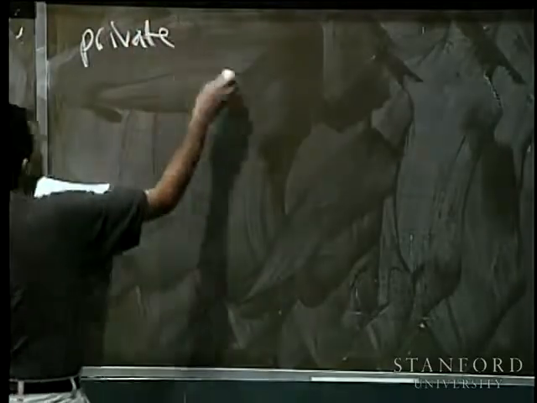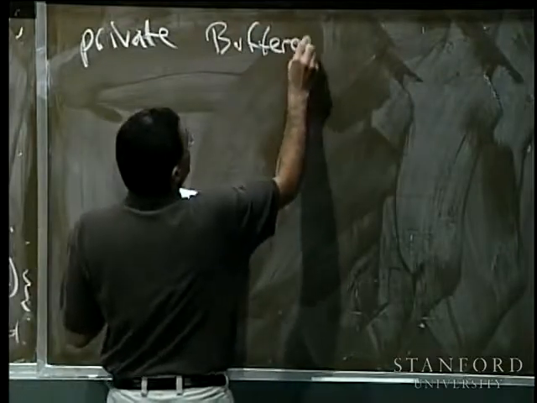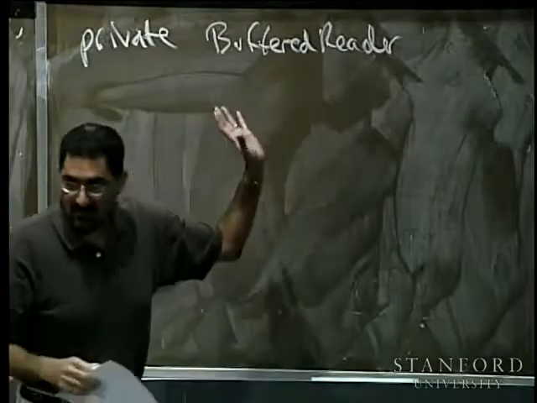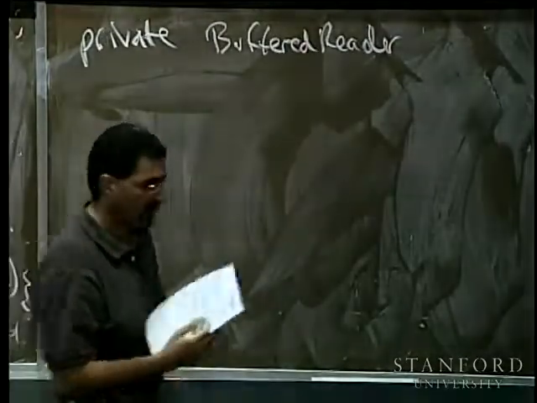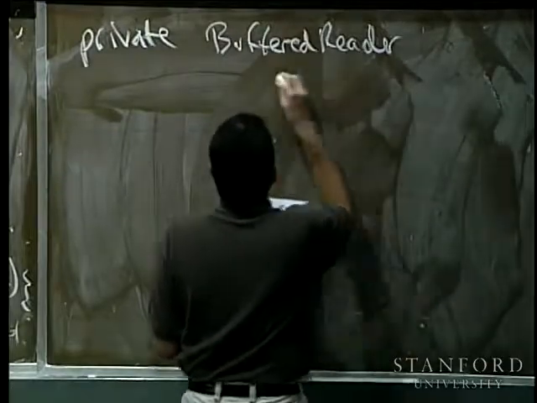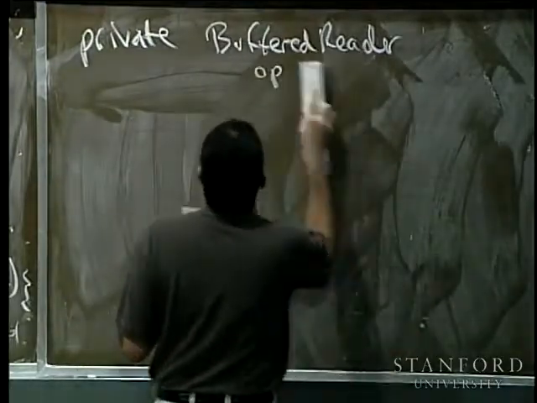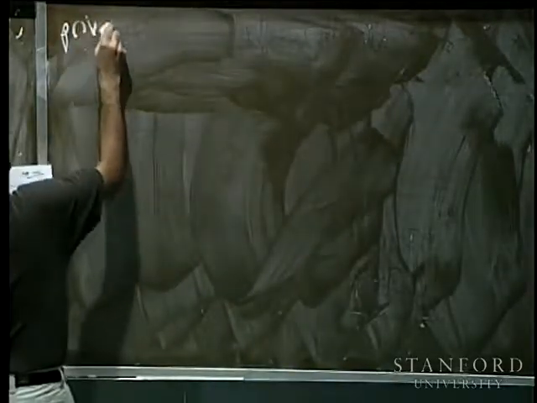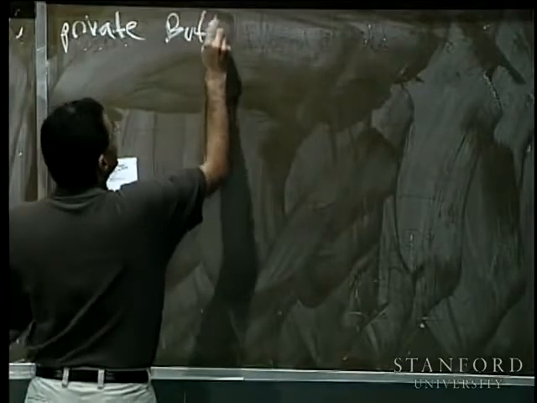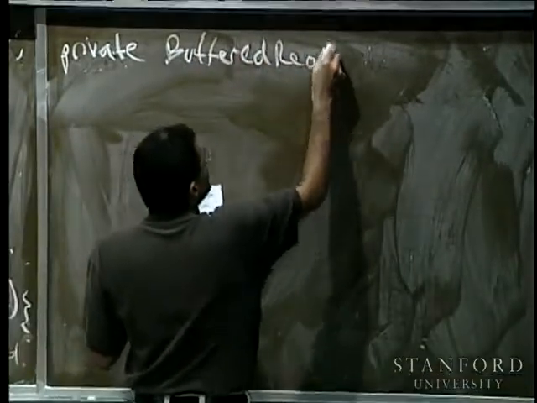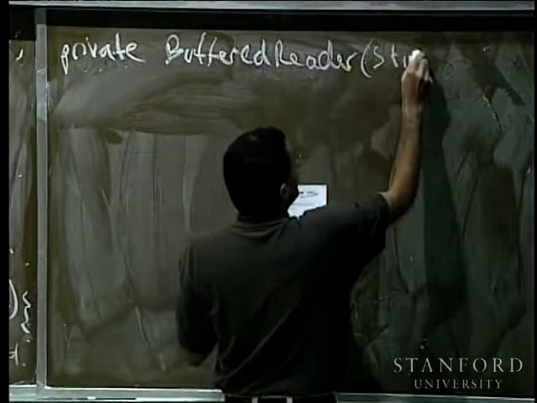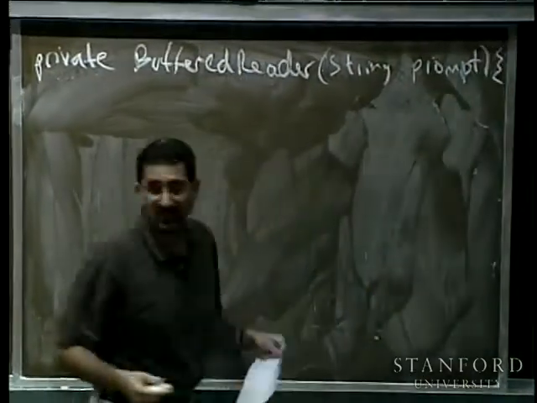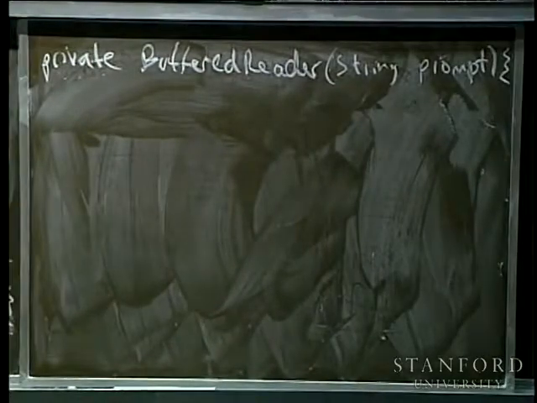All right, so we have private. We're going to return a buffered reader. So this is a method we're going to write that's a private method inside some class. It's going to return a buffered reader. We'll call this openFile. Let me make this a little bit smaller so I can fit it on one line. Private BufferedReader. What it's going to get passed is some string, which is a prompt to ask the user for the name of the file to open. That's a common thing you want to do. You ask the user, hey, what file do you actually want to open for reading?